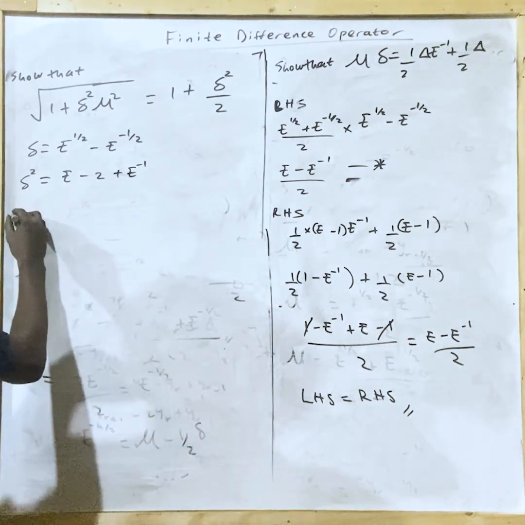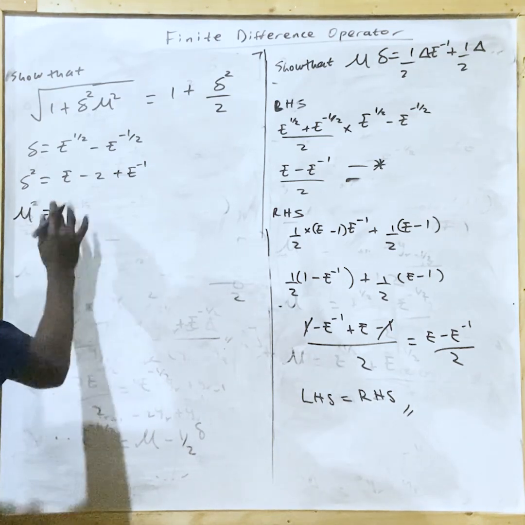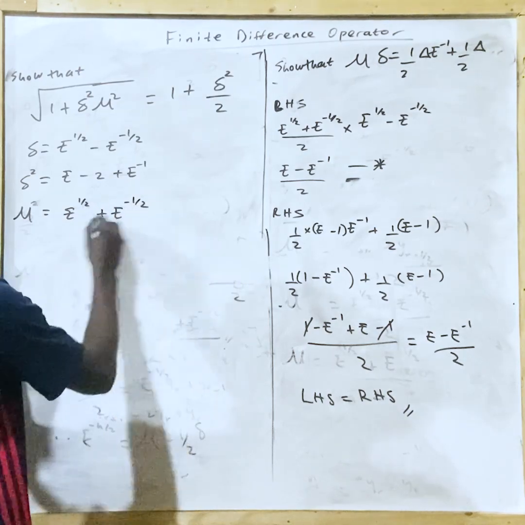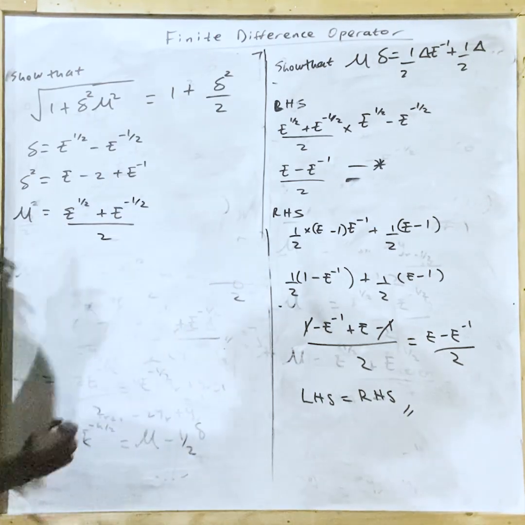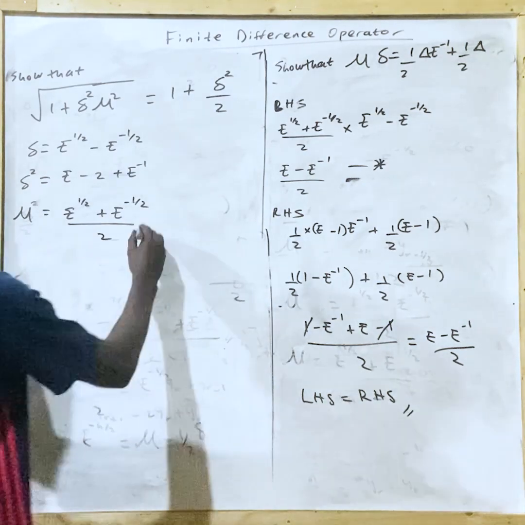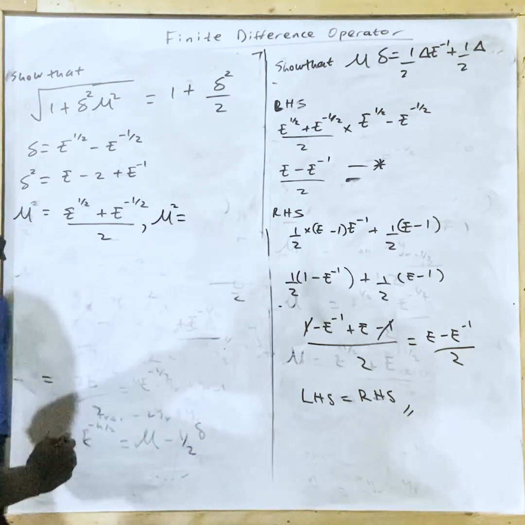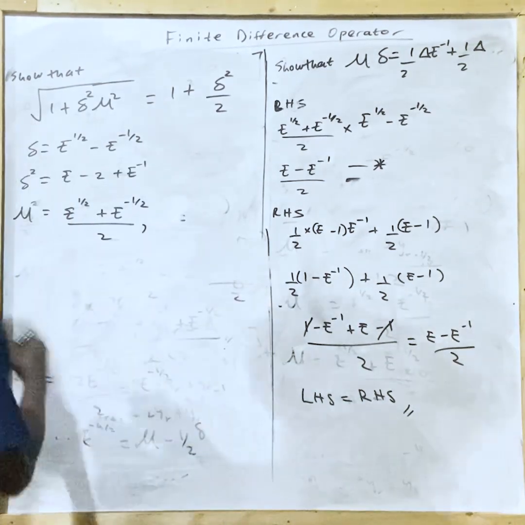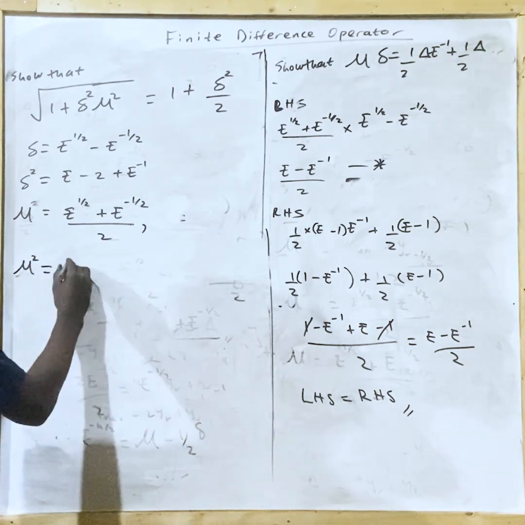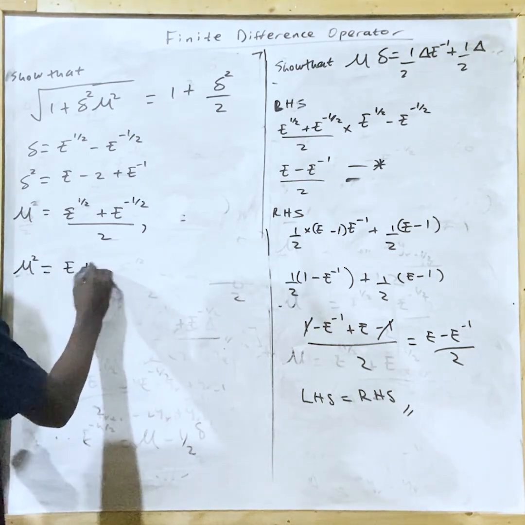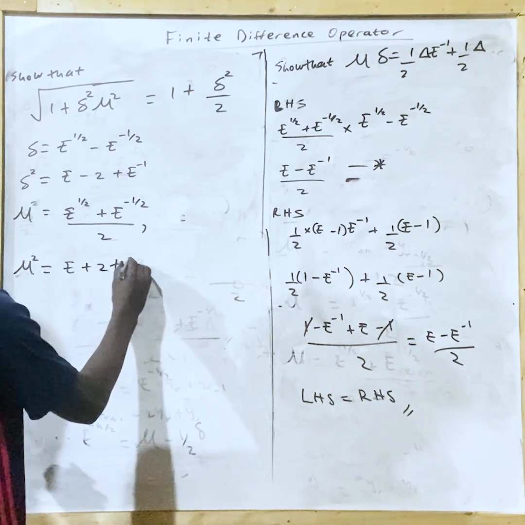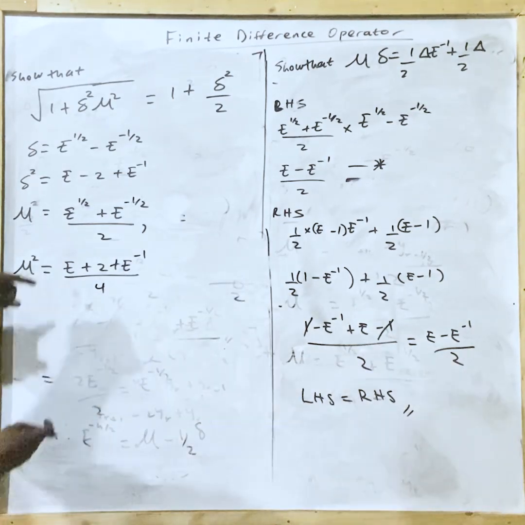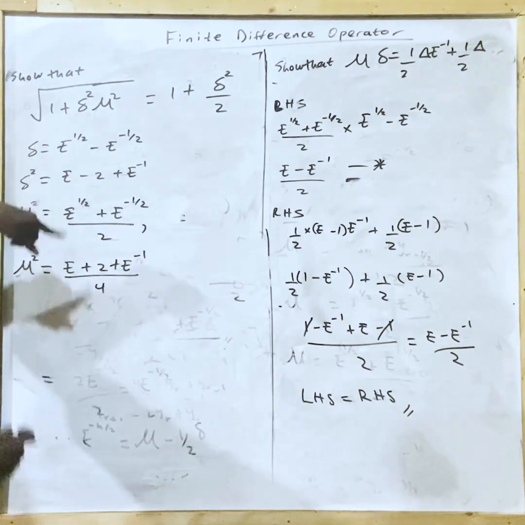For my averaging operator, you know that it is e raised to power half plus e raised to power minus half over 2. This is my averaging operator. If I attempt to square it, you'll be having e plus 2 plus e raised to power minus 1 over 4. So I think I can combine these two and put it here.